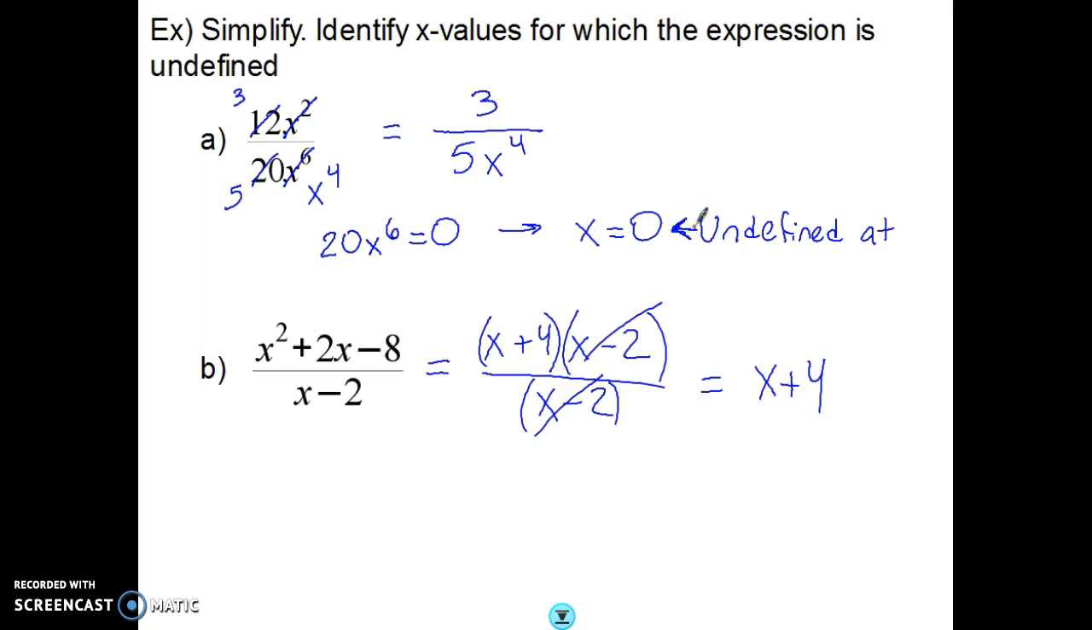And then over in part B, if we set this denominator equals 0, if we solve this, we'll just get x equals 2. And again, we can see this expression is now undefined at x equals 2.